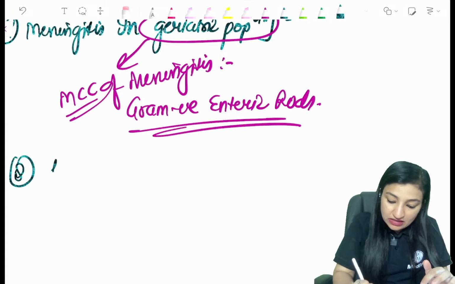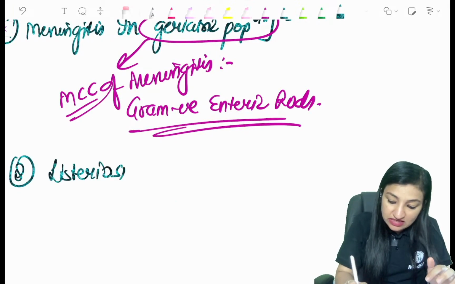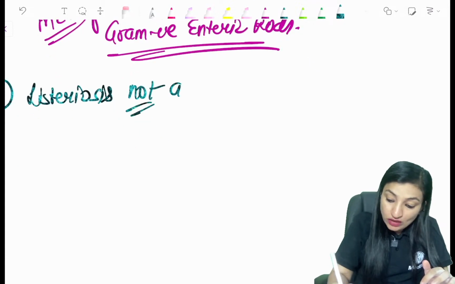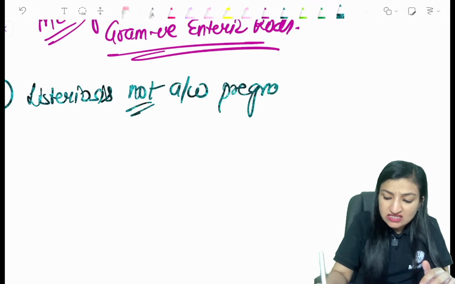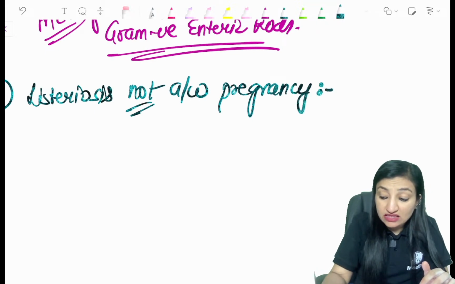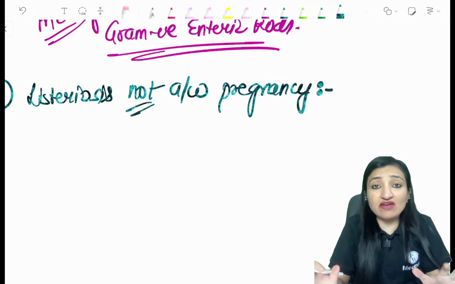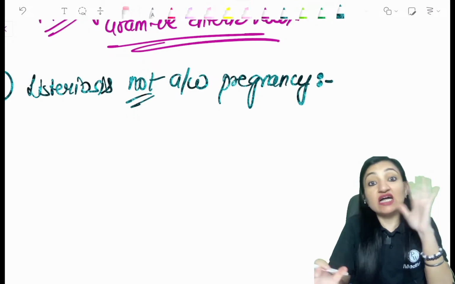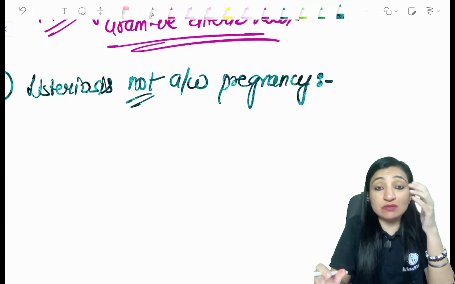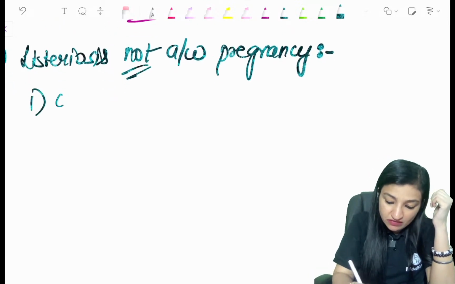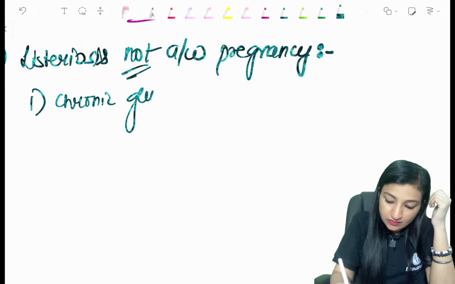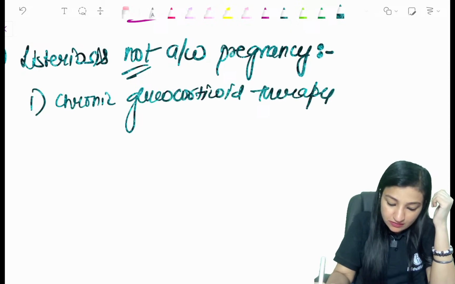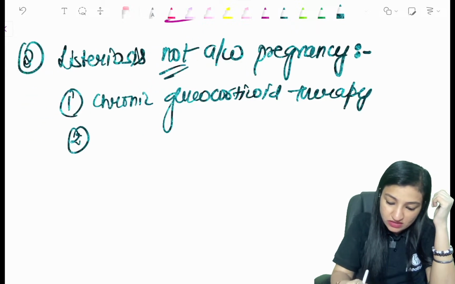ऑलराइट, देन there's also something known as listeriosis, not associated with pregnancy. Some other significant conditions, other than pregnancy, where we saw it can have catastrophic consequences like abortion वगैरह वगैरह. So some of the other special conditions where listeria infection can be really dangerous include: number 1, chronic glucocorticoid therapy.